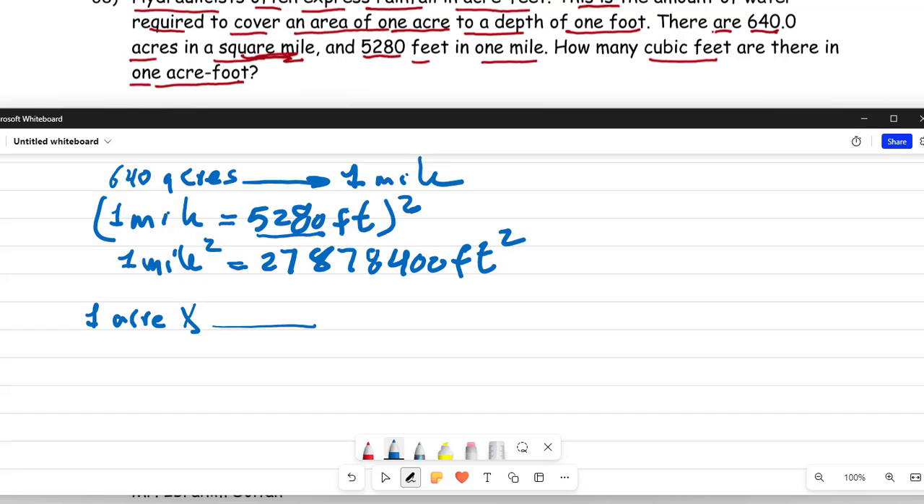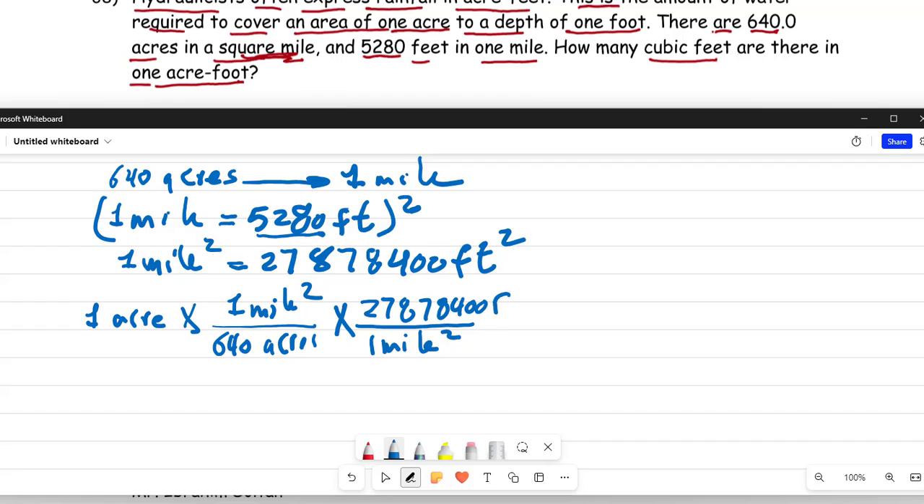So 1 acre, 640 acres means 1 square mile, as he said, right? And we need to convert square miles to square feet. So 1 square mile equals 27,878,400 square feet. We need to convert, that's it.